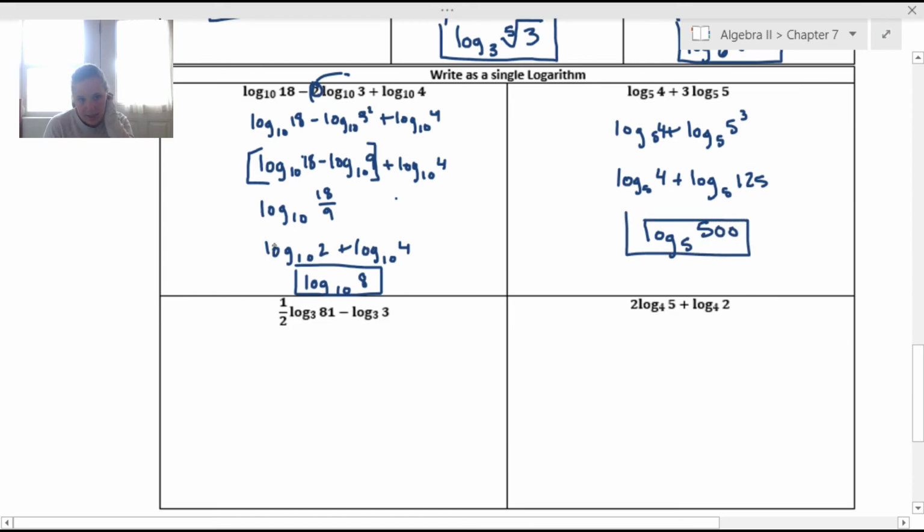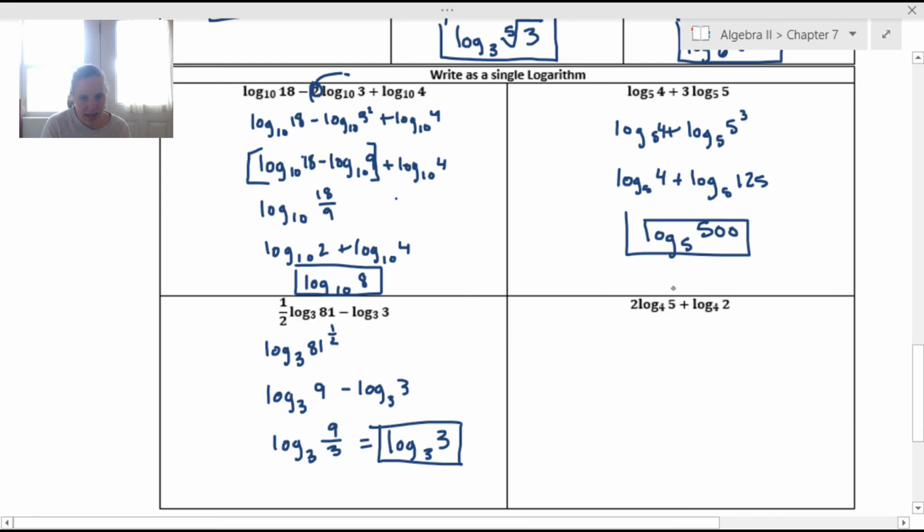All right, again, power first. Log base 3 of 81 to the power of 1/2. That's the square root of 81. So the square root of 81 is 9. Log base 3 of 9 minus log base 3 of 3. And now the minus means we're doing a division. So log base 3 of 9 divided by 3, which is just going to equal log base 3 of 3. Done.